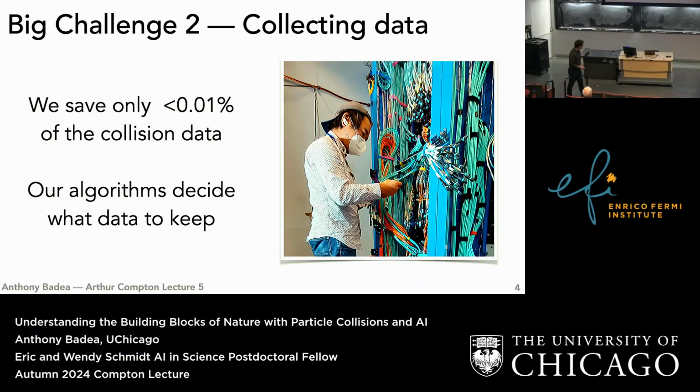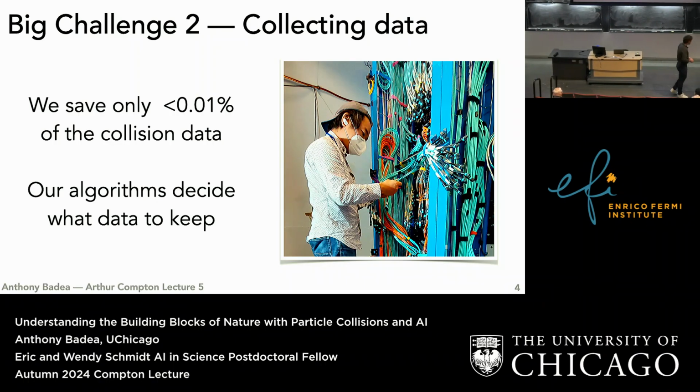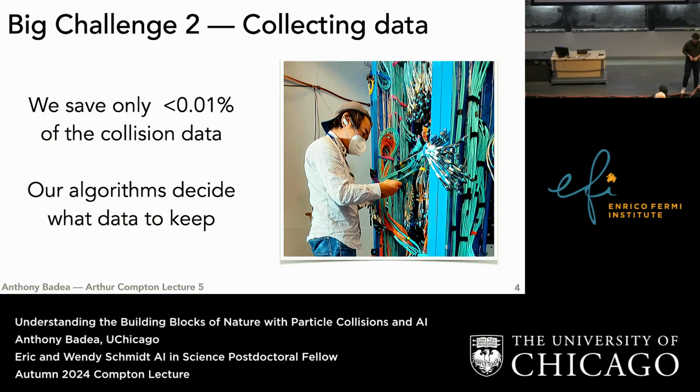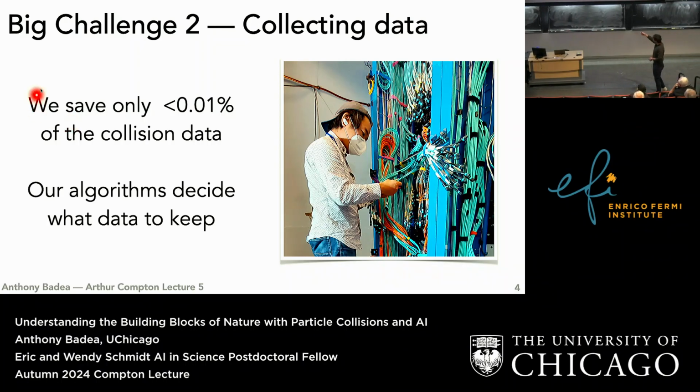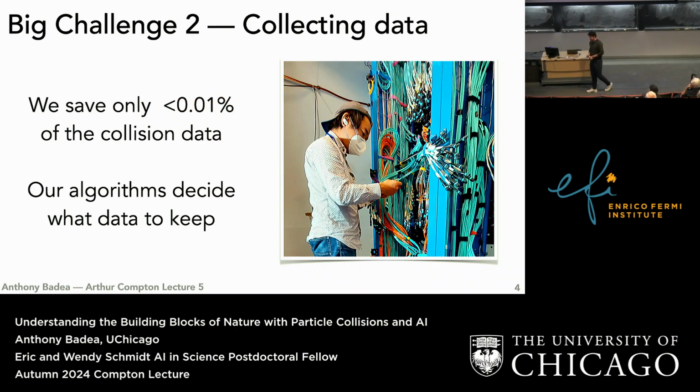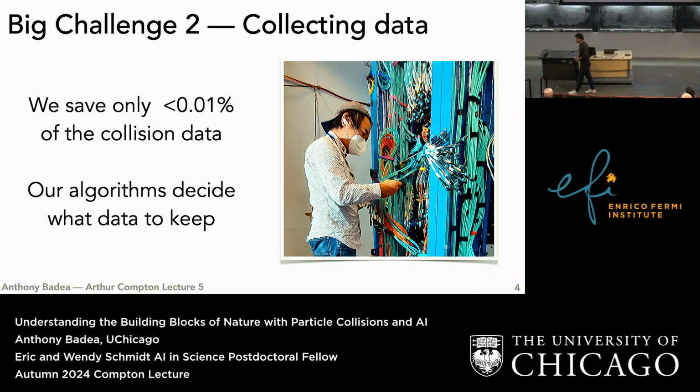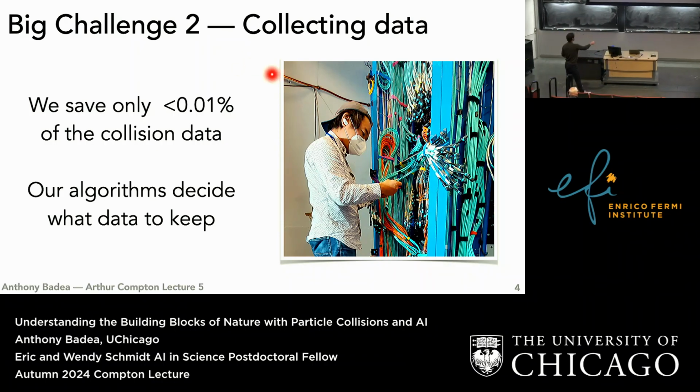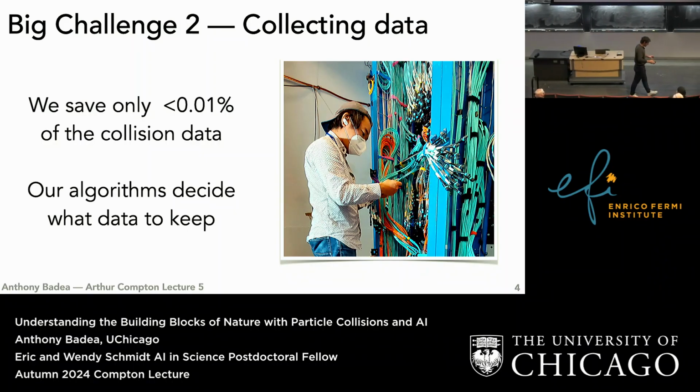And today what we're going to be talking about is what I consider probably the second big challenge, which is actually collecting data. At the LHC, we collide many protons, and we save only less than 0.01% of it. To say that in a different way, we throw out around 99.75% of the data that we produce. To make that decision, we have algorithms that run in real time across tons and tons of fiber optic cables to actually make those decisions at various time scales.